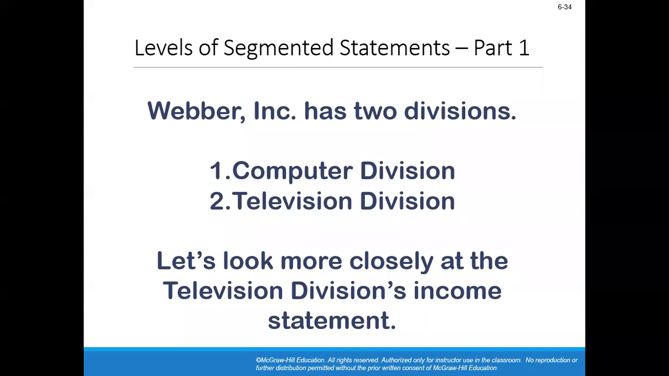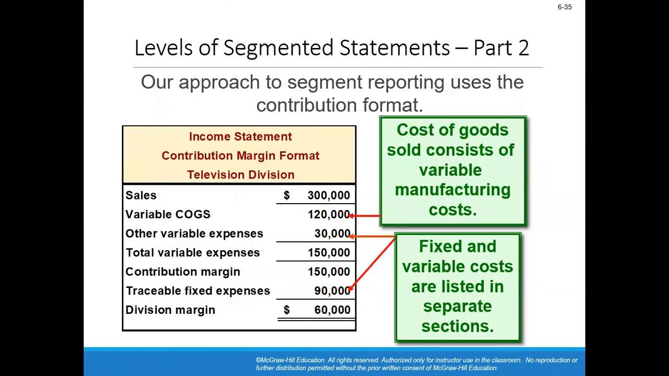Okay, so let's try to apply the learning so far in this example, where we would like to see how we can prepare the segmented income statement. The company Weaver Incorporation has two divisions. You might think of Samsung also, because Samsung produces a very large amount of display devices, monitors, and also televisions. But whatever, we are thinking of Weaver Incorporation as having two segments: the computer division and the television division. So we would like to see their income statement. First of all, the television segment income statement.